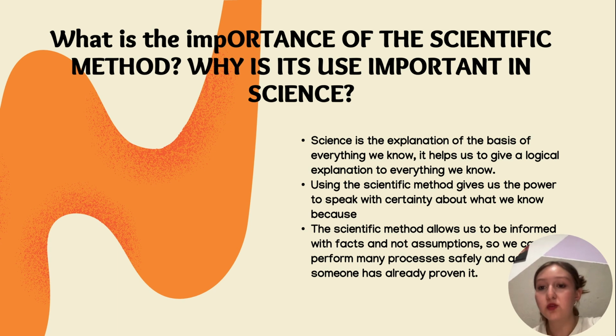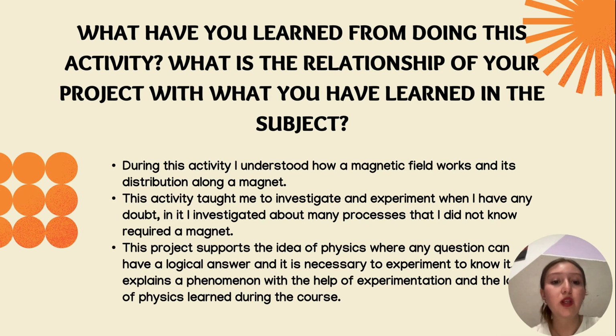So it helps to give us a logical explanation. Using the scientific method gives us the power to speak with certainty about what we know, and the scientific method allows us to be informed with facts and not assumptions. During this activity, I understood how a magnetic field works and its distribution along a magnet. This activity taught me to investigate and experiment when I have any doubt, and I investigated many processes that I did not know required a magnet. And this project supports the idea of physics where any question can have a logical answer, and it's necessary to experiment.